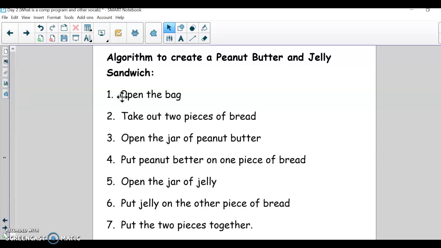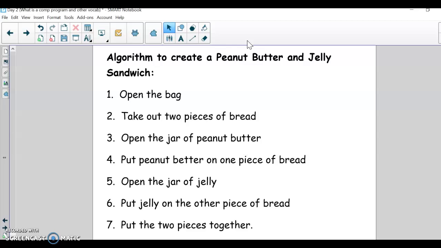Okay, so as an example, if you said open the bag, the computer wouldn't know how, right? A human would untwist the tie thing and open it up normally, but the computer might just tear the plastic apart to get to the bread, right? Because it doesn't know. You have to be very specific.